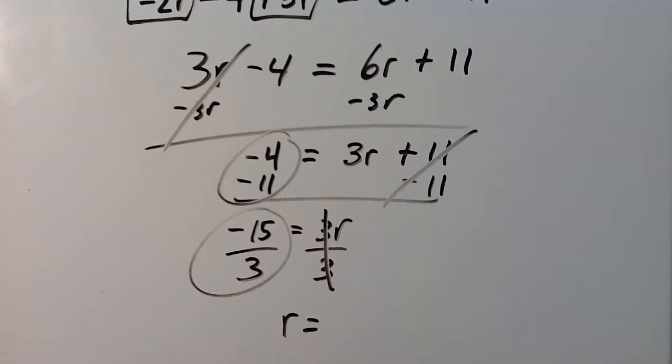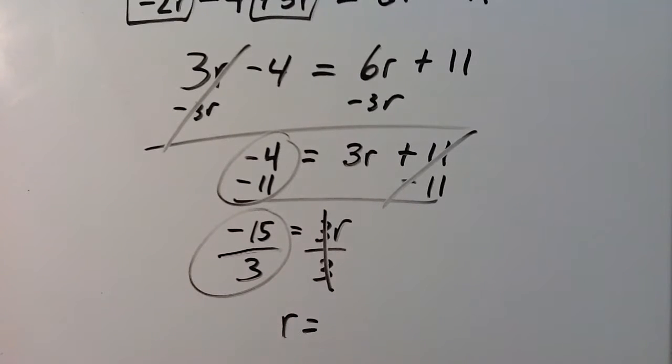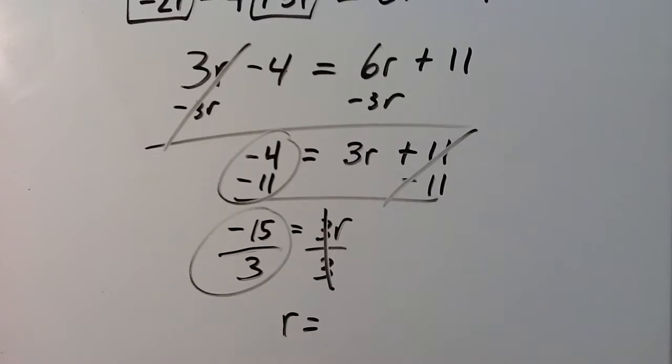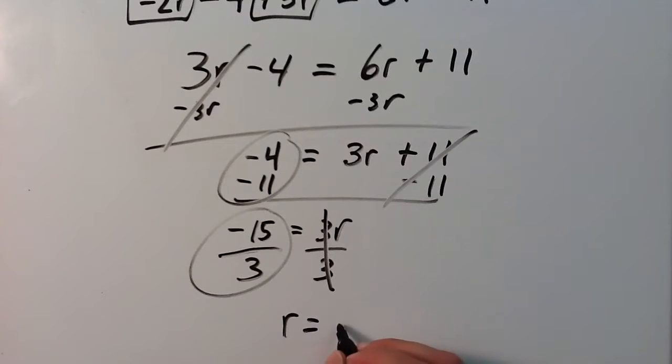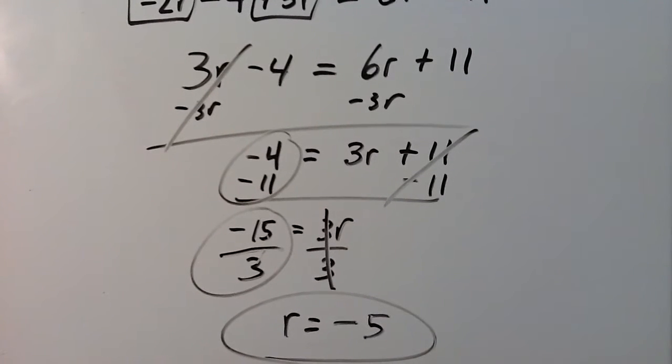Now, I will not say different signs subtract, because I'm not subtracting. I am dividing. I would say same signs positive, different signs negative. So I'm going to have a negative answer here. And I know 15 divided by 3 is 5. So r is negative 5. That is your answer for number 5.